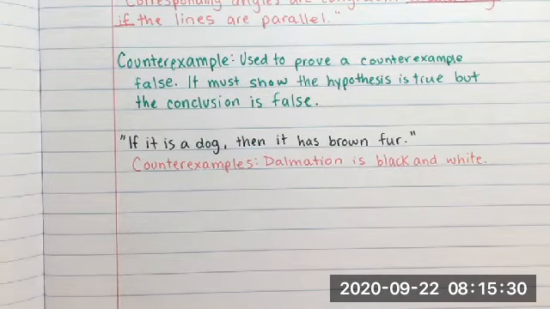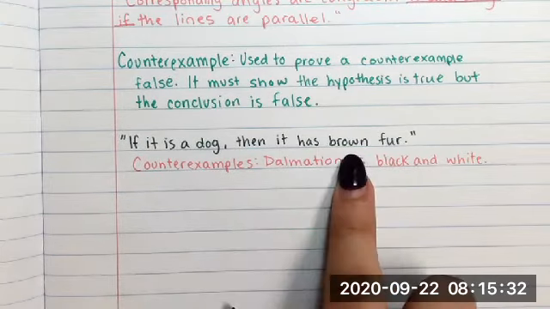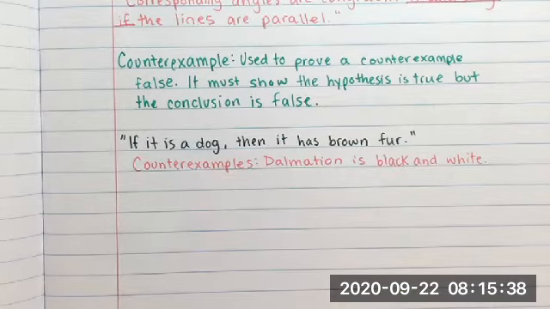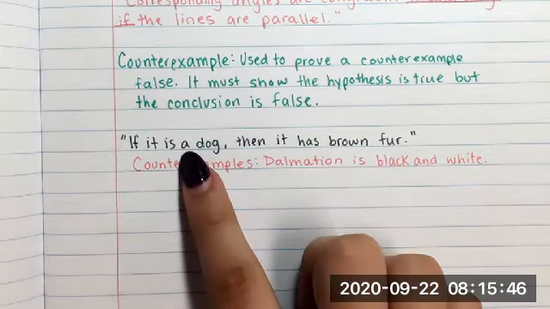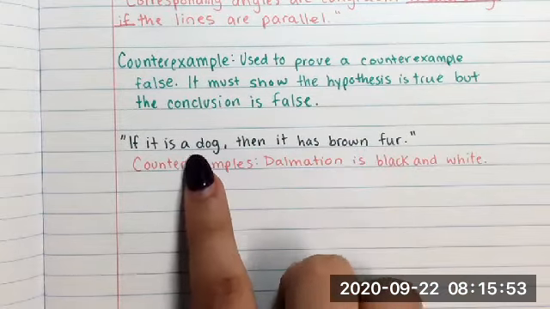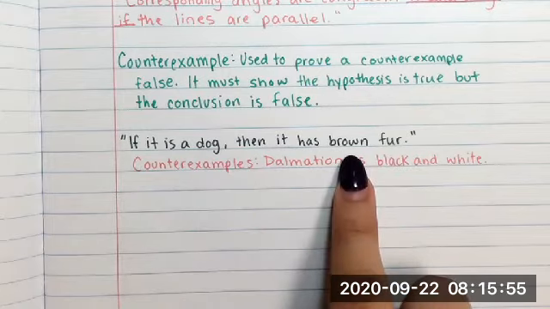However, if you say, well, my cat has brown fur, that's false for the hypothesis, so it doesn't work as a counterexample. I'm sorry, I just blanked. I mean, if you try to say, well, my dog has brown fur, that doesn't work as a counterexample because it's true for both. So it has to be a dog that doesn't have brown fur.